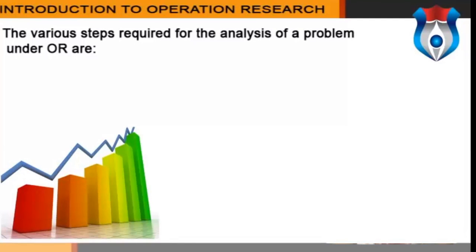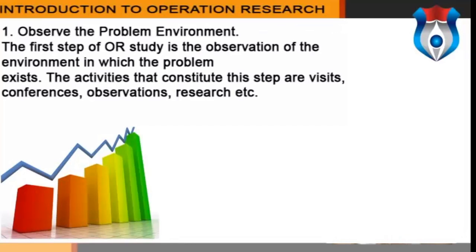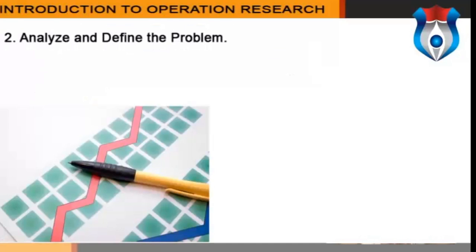The various steps required for the analysis of a problem under OR are: observe the problem environment. The first step of an OR study is the observation of the environment in which the problem exists. The activities that constitute this step are visits, conferences, observations, research, etc. Next, analyze and define the problem. In this step, not only is the problem defined, but also the objectives and limitations of the study are stressed in the light of the problem.